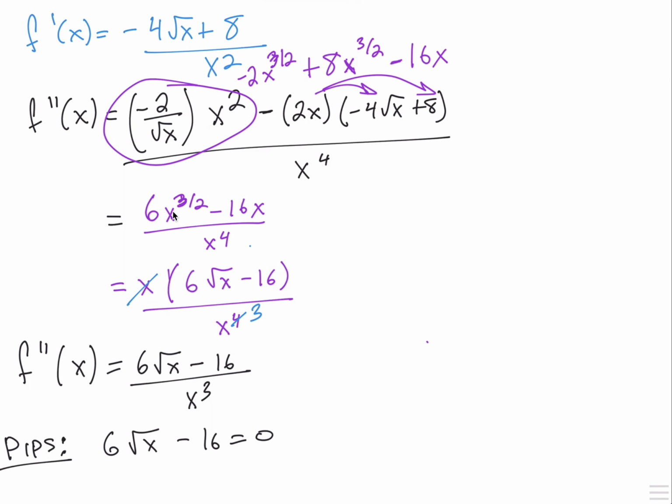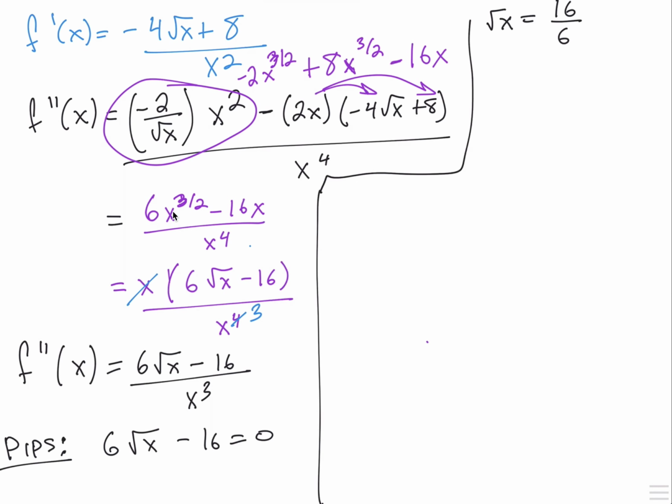Okay, so set 6 root x minus 16 equals 0. So I get square root of x equals 16 over 6, which is 8/3, right? So what is x equal to? 64 ninths. Okay. Is that in my domain? Yes, it is, right? Okay, good.